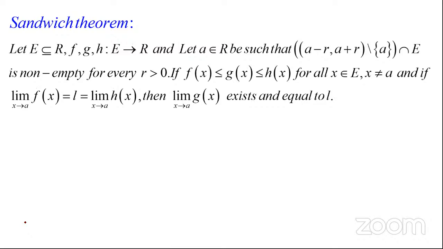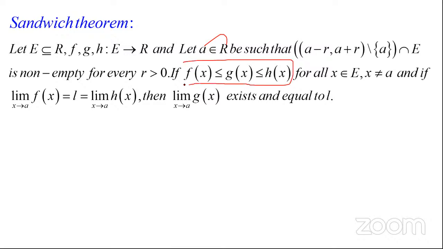Next, the sandwich theorem. The sandwich theorem is important, so just a statement. Let E be a subset of R, and f, g, h map E to R. These three functions are defined in the same domain and codomain. And let a belong to R, so a lies in R. Besides that, the set (a minus r, a plus r) intersection E is a non-empty set for every r greater than 0. So this is a condition.